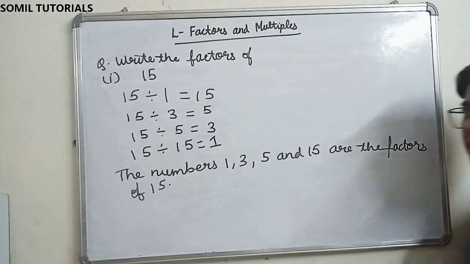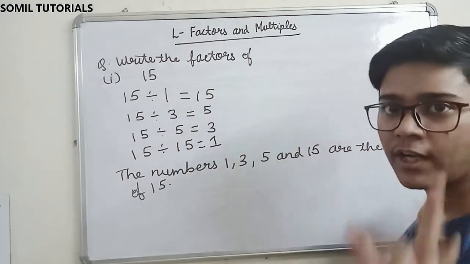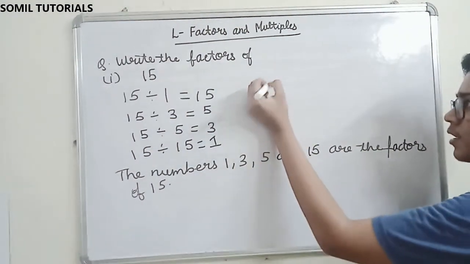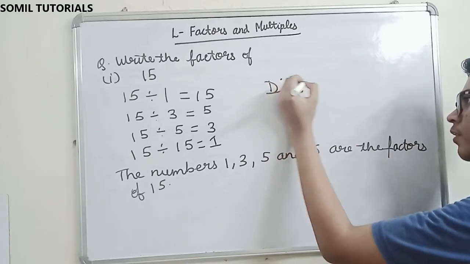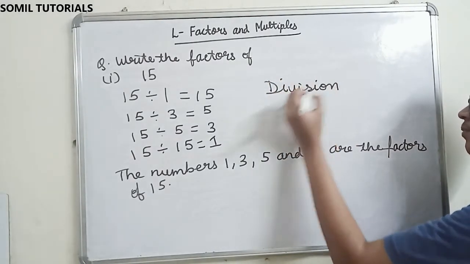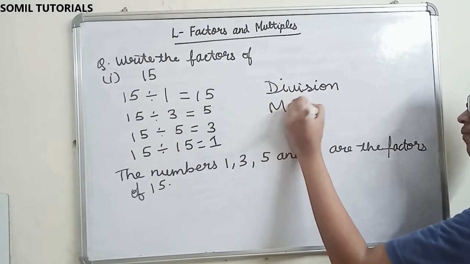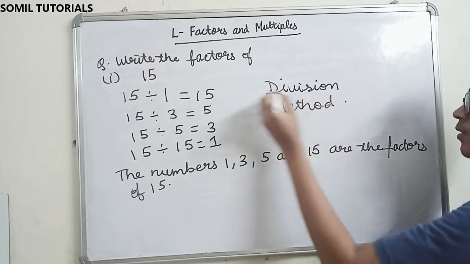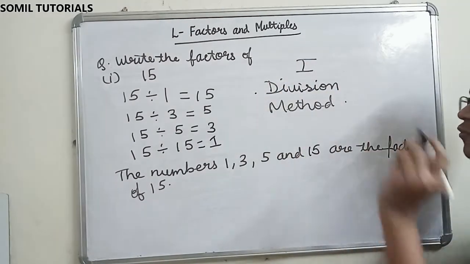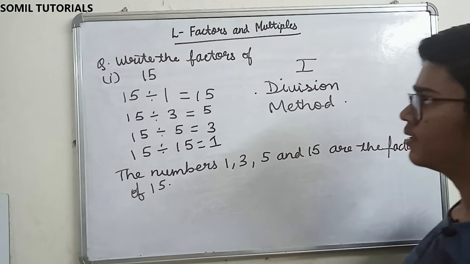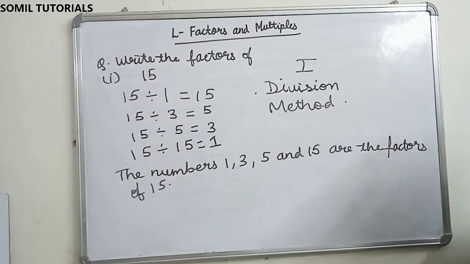And the way we are writing the factors is known as the division method. This is your first method to find the factors. It is known as the division method.